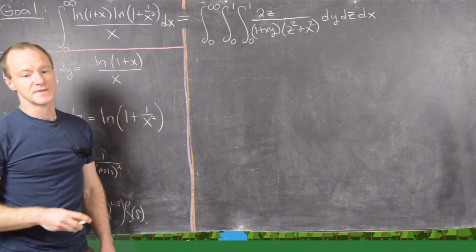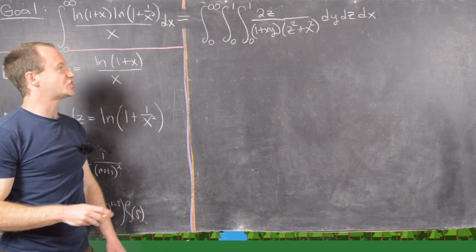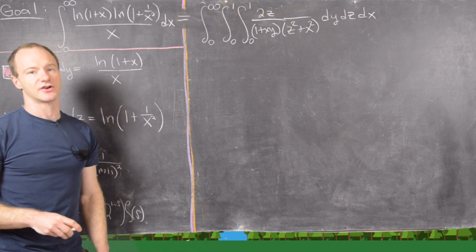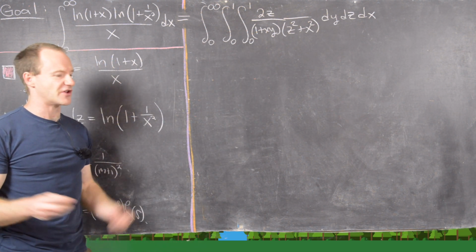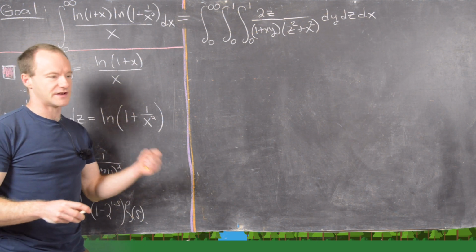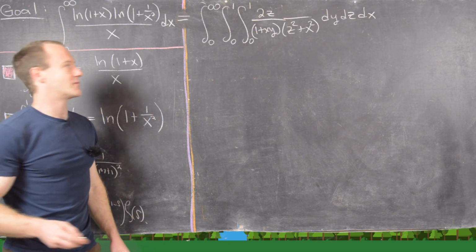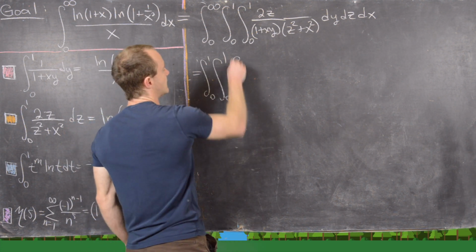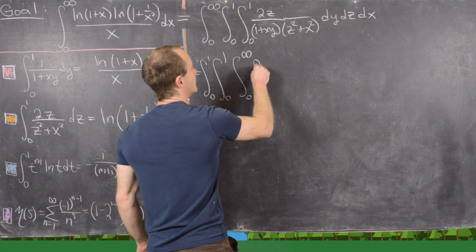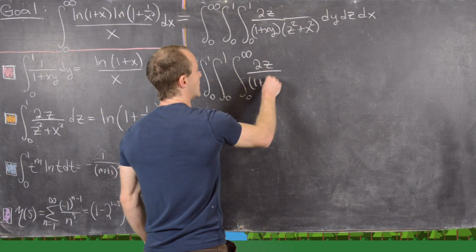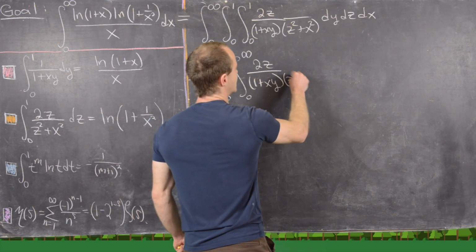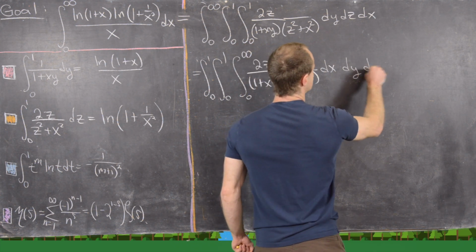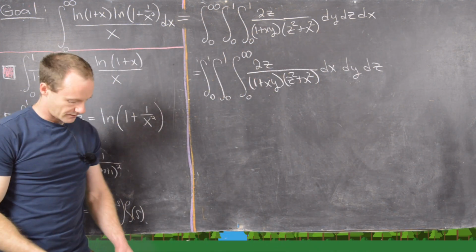Okay, fantastic. Now the next thing that we want to do is change the order of integration to put the infinite integral on the interior. And so there's a theorem that says when you can change the order of integration in this case, and I'll let you guys look that up if you're interested. So that's going to give us the integral from 0 to 1, the integral from 0 to 1, the integral from 0 to infinity of twice z over 1 plus xy, and then z squared plus x squared, and now we have dx, dy, dz. So we've got something like that going on.